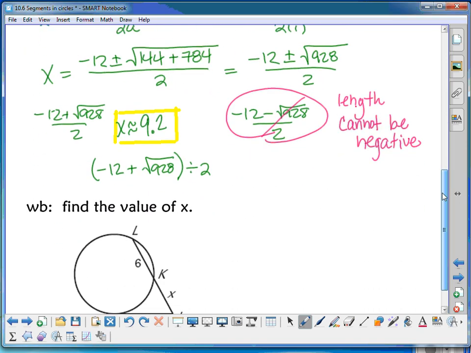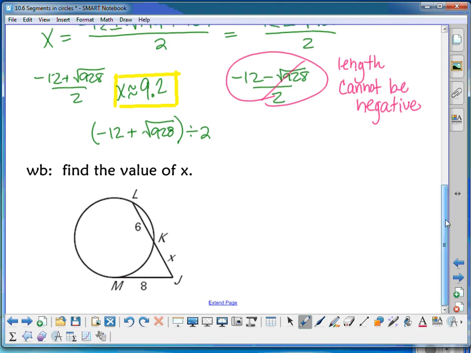Alrighty, so we have one more for you to try on your own. This one is also not going to be factorable, so you're going to have to use the quadratic formula for this one as well. So give that a try. Pause the video now.